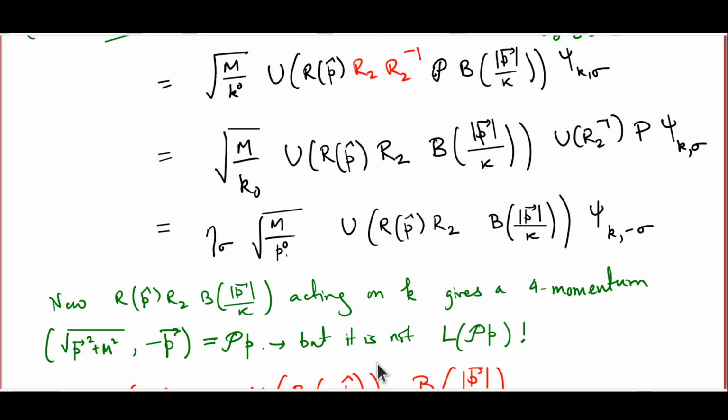That is, is this the same as L curly PP, whose corresponding unitary operator acting on psi k sigma will give me psi curly PP comma sigma? The answer actually is no, as we will see now.